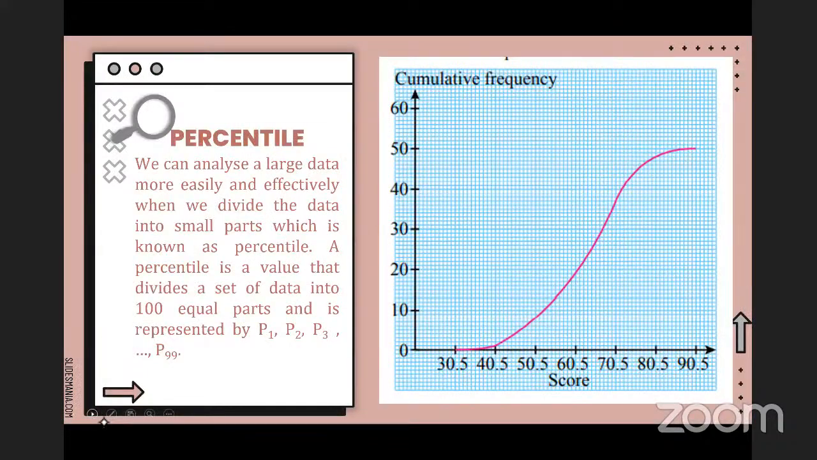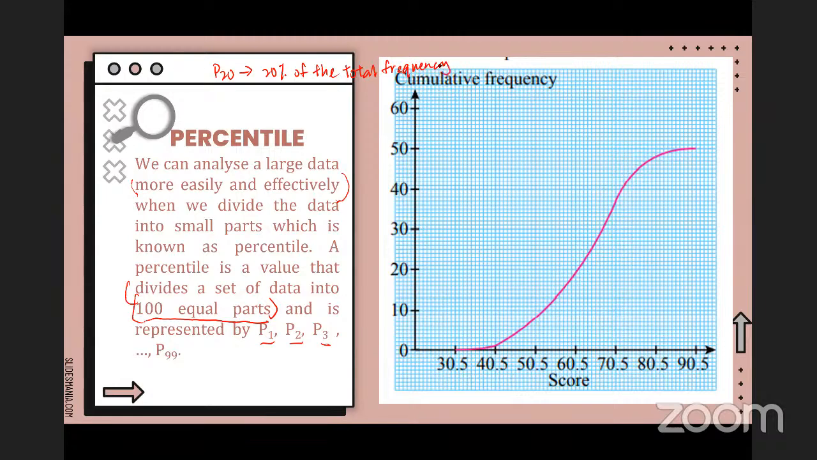Percentile is somewhat similar to the quartile, but it is still something different. With percentile, we can analyze a large data set more easily and more effectively when we divide the data into small parts, which is known as percentile. So a percentile is divided into 100 equal parts, and it is represented by P1, P2, and P3. Let's say this question asks you to find P20. What does this mean? It means you have to find 20% of the total frequency.